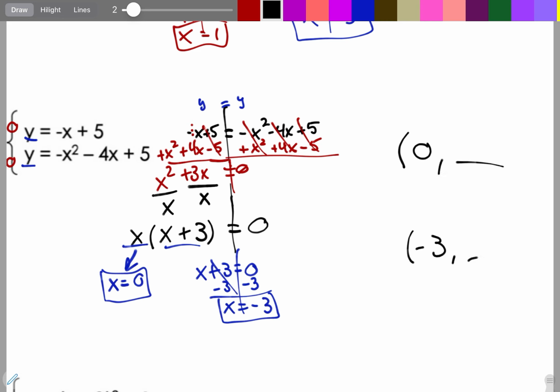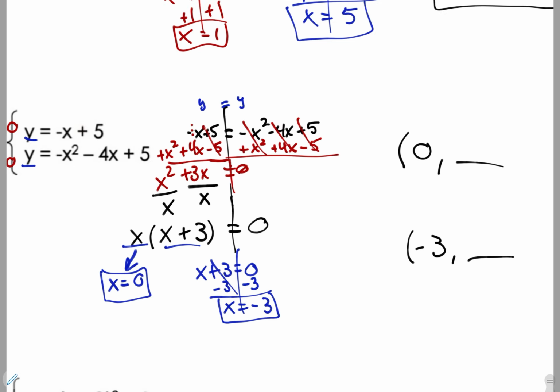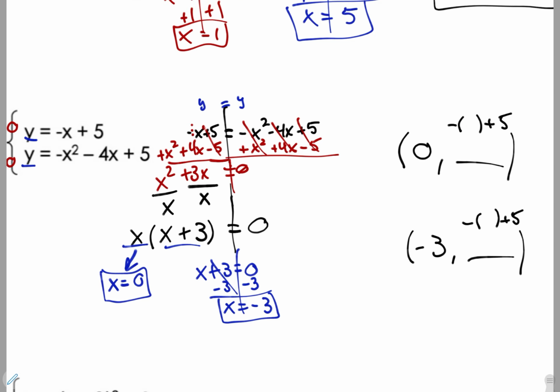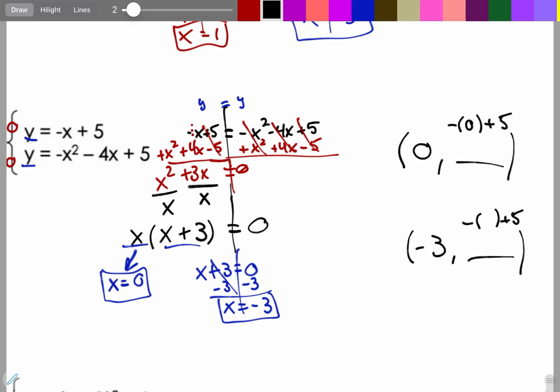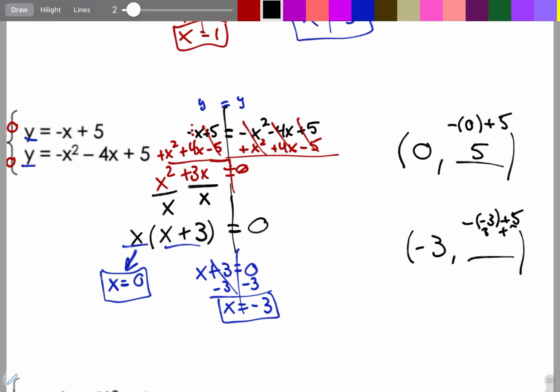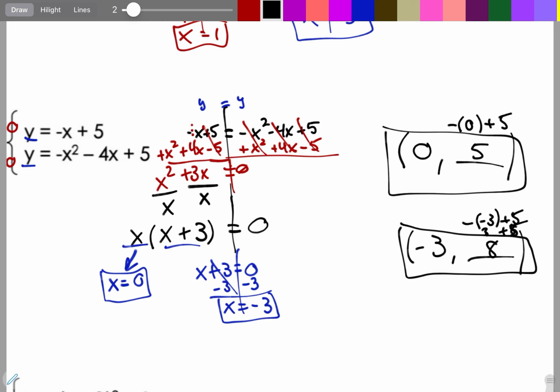What are my y values? As you can imagine, I'm going to use this guy up here: negative x plus 5. For this first one here, I'm just going to plug in 0 into the parentheses. When x is 0, y is equal to 5. There's one answer. When x is equal to negative 3, that's a double negative right there, so that becomes 3 plus 5, which is 8. So those are my two solutions right there: 0, 5, and negative 3, 8.